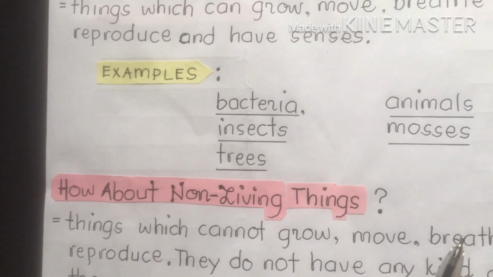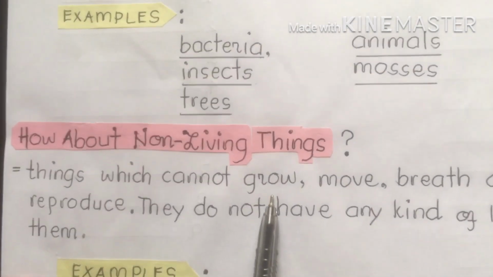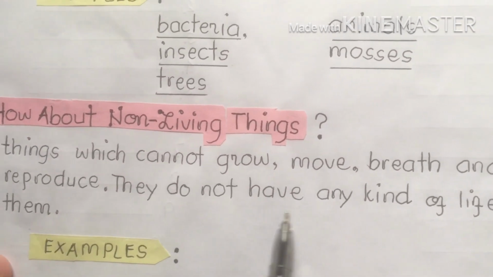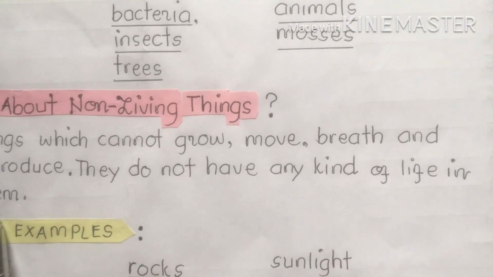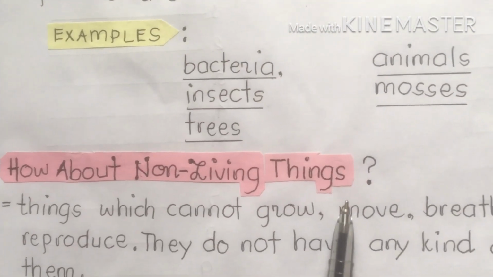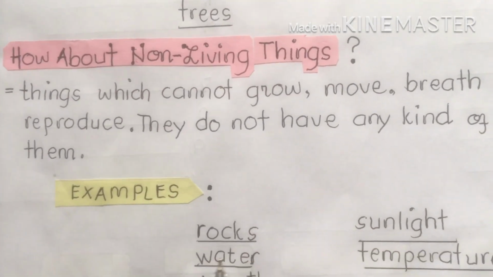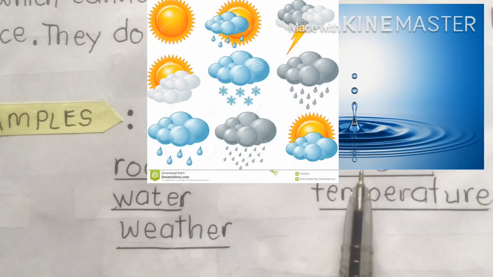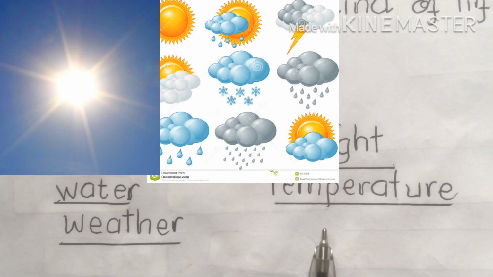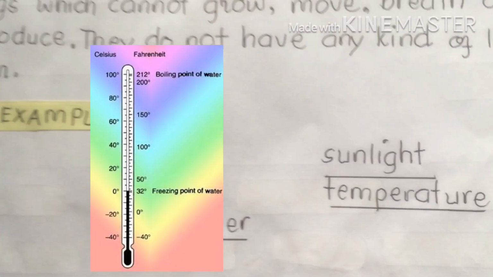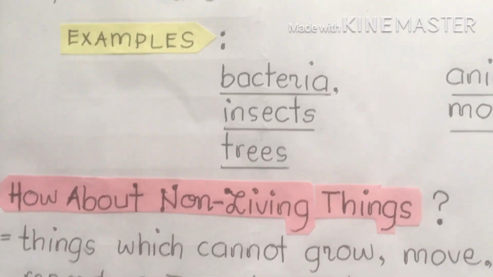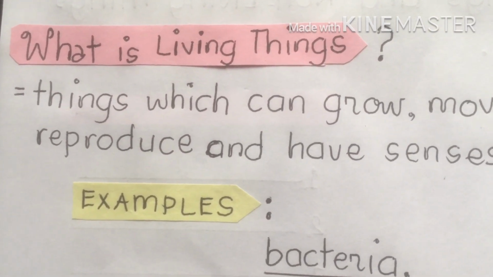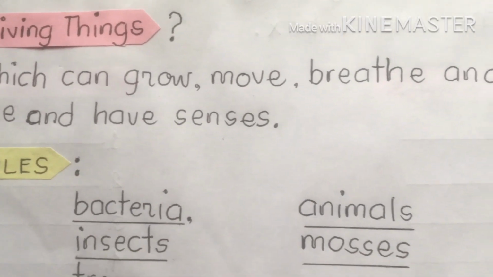And how about non-living things? Things which cannot grow, move, breathe, or reproduce, or do not have any kind of life in them. That is non-living things. Examples, my dear viewers: rocks, water, weather, sunlight, temperature. These are the two things in this world that we need to distinguish and compare, biotic and abiotic factors, which refer to living things and non-living things.